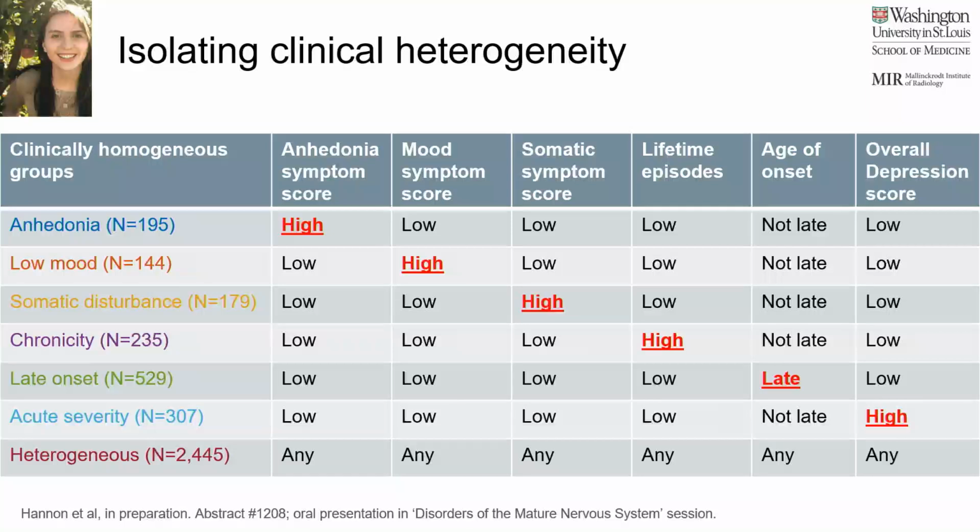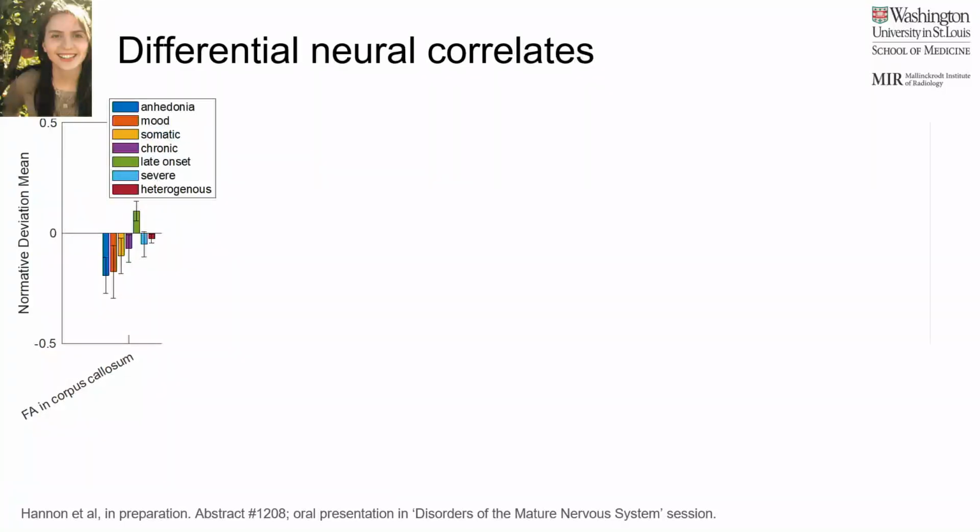And so now the first question that we wanted to ask is, do these clinically homogeneous groups differ systematically from the heterogeneous patient group in terms of their normative deviations? For example, are the effect sizes larger when you control for some of this clinical heterogeneity? And also, might there be differences in the patterns of brain bases across these different clinical groups? And so I'll show you some results here.